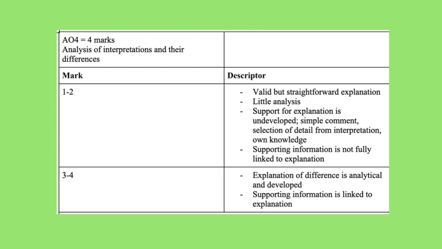interpretations and their differences. So in the previous question, we decided what that difference was, but now we need to try and account for it or explain why there is a difference in the first place. Now, in order to score in the top band, you need to show that your explanation is analytical and developed. So that means that you've stated your reason for why you think there might be a difference, and you've explained it in detail. You've linked it back to the question.